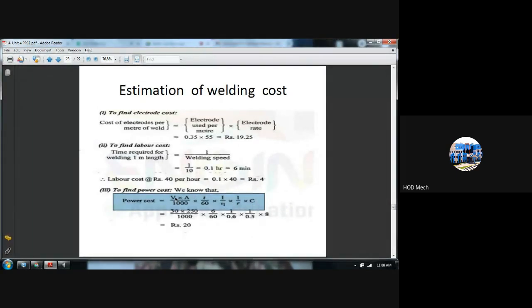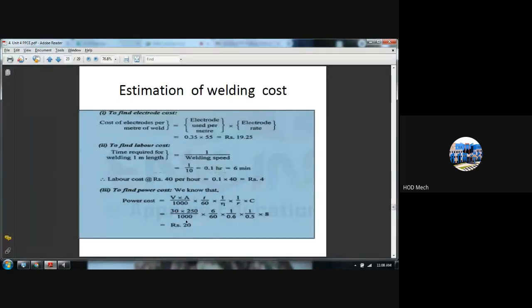So voltage given in the problem is 30, and ampere is 250. So 30 into 250 by 1000, into time, which you found as 6 minutes, so 6 divided by 60, into 1 by efficiency. The problem gives 60% efficiency, so 0.6, that is 60 divided by 100. Into 1 by connecting ratio, the problem gives 0.5 into 8. So power cost is 20.